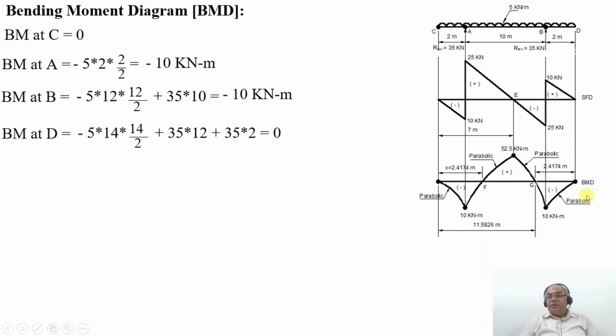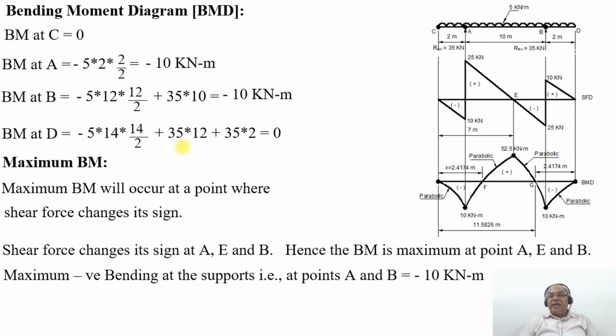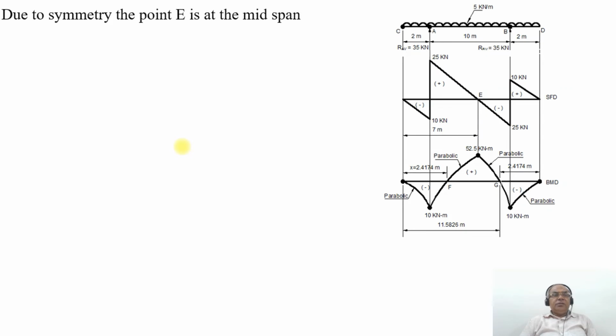The BM at D will be equal to 0. From B to D you have a parabolic curve because it is UDL. Now we need to find out the maximum bending moment. The maximum bending moment will occur at a point where shear force changes its sign. Shear force changes its sign at A, E and B. Hence the bending moment is maximum at the points A, E and B. So the maximum negative bending moment at the supports, that is at points A and B, will be equal to minus 10 kilonewton meter. Due to symmetry, the point E is at the midspan, that is 7 meters.